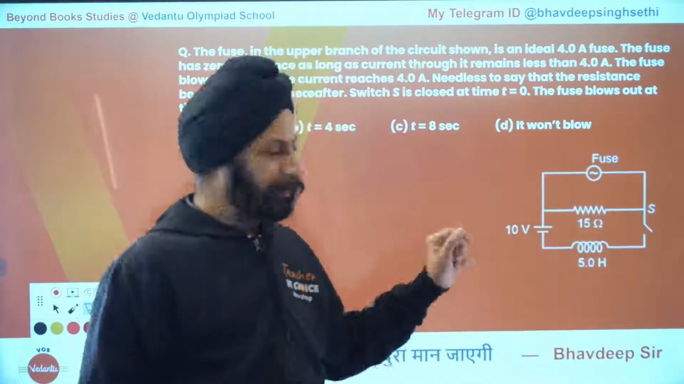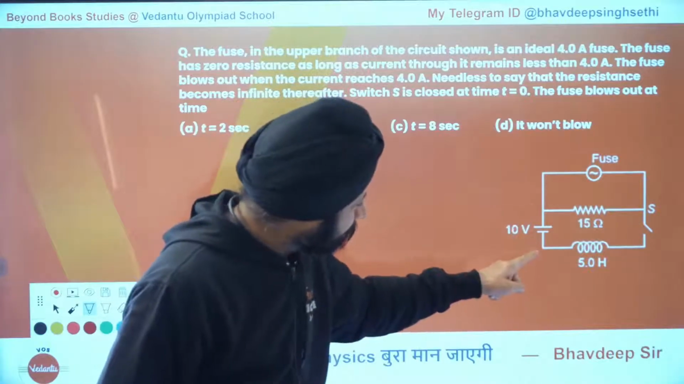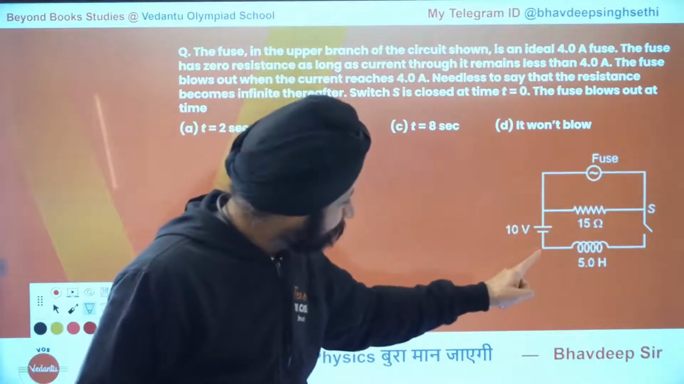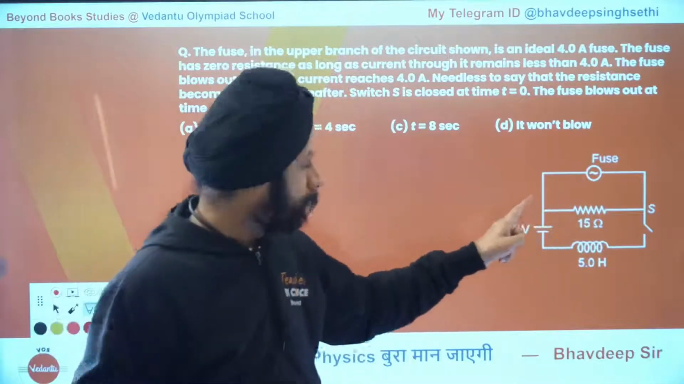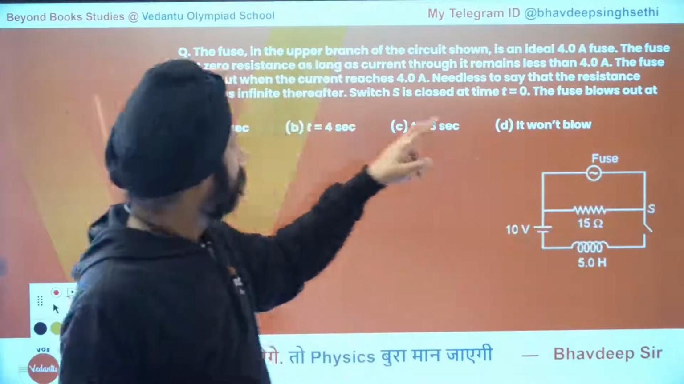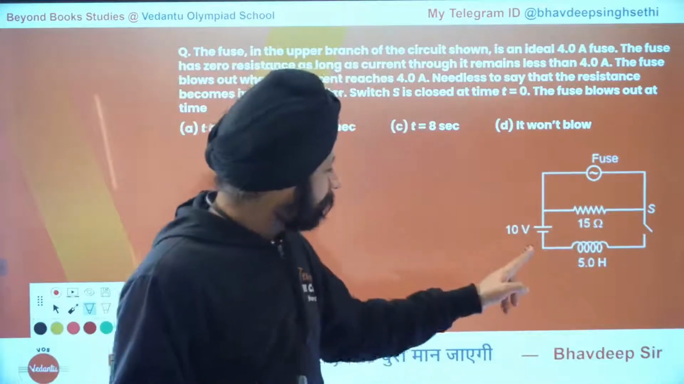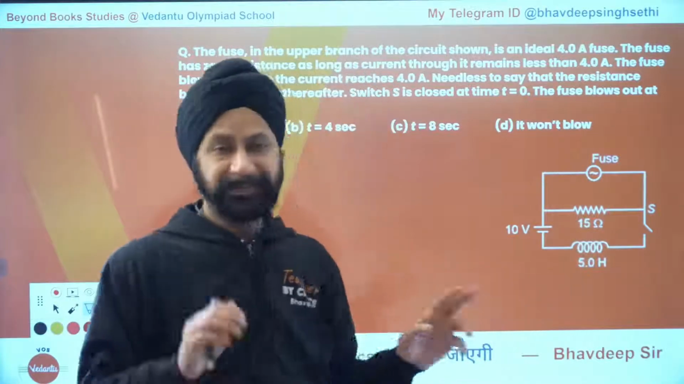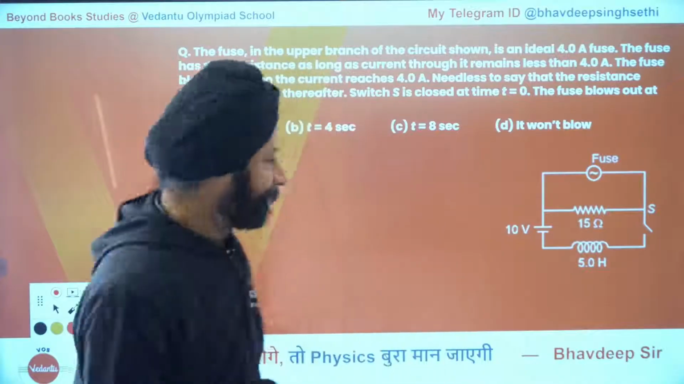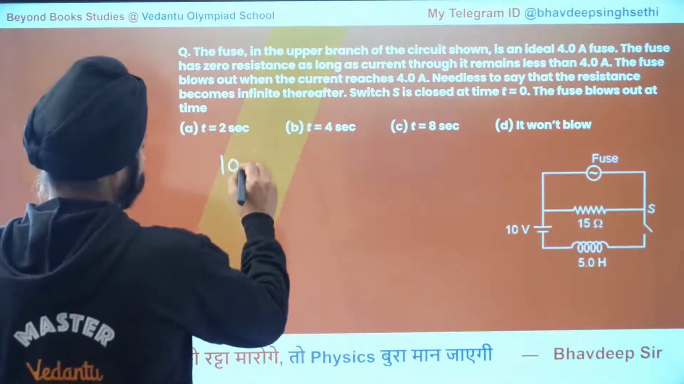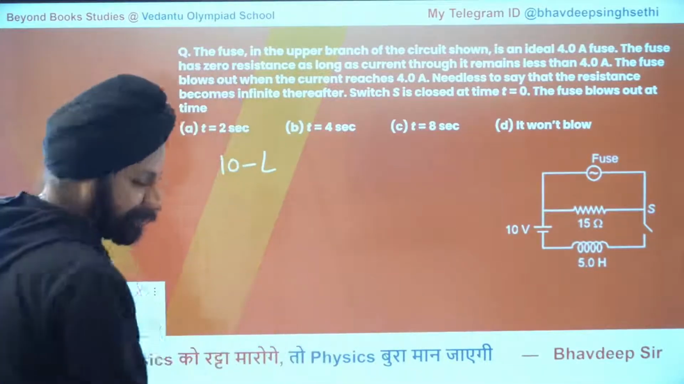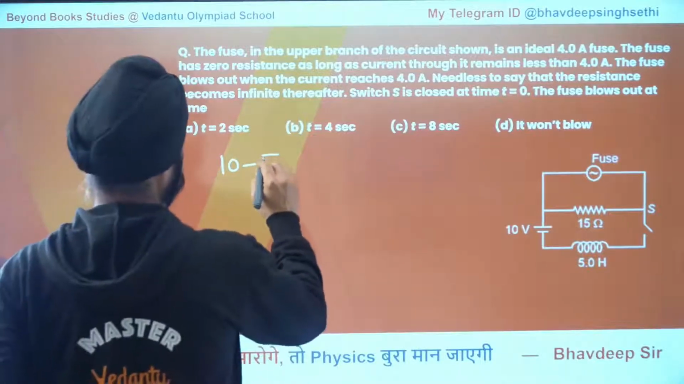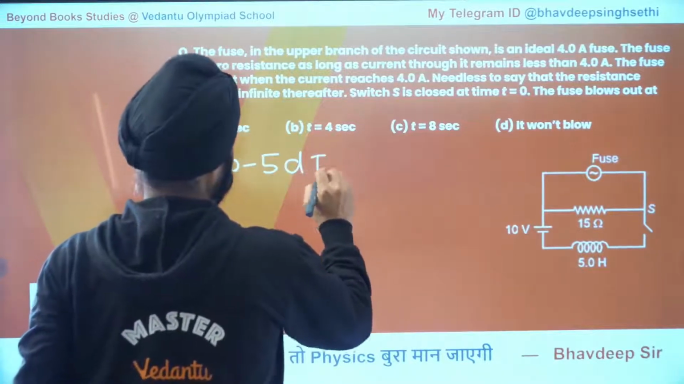Using Kirchhoff's law, if I start from here, I say positive 10, right? So if I start from here, I'm going from low potential to high potential, positive 10, Kirchhoff's loop law. Then there's nothing happening here because it says there's no resistance as long as it doesn't burn. So 10, nothing happens. Then minus L di by dt. So I can say 10 minus L, which is given to me as 5 Henry. So why would I not put that? So minus 5 di by dt.